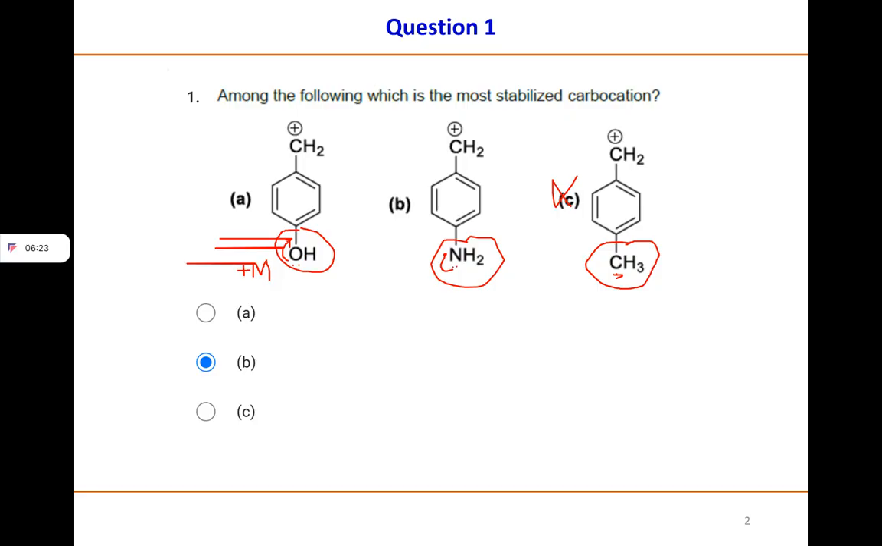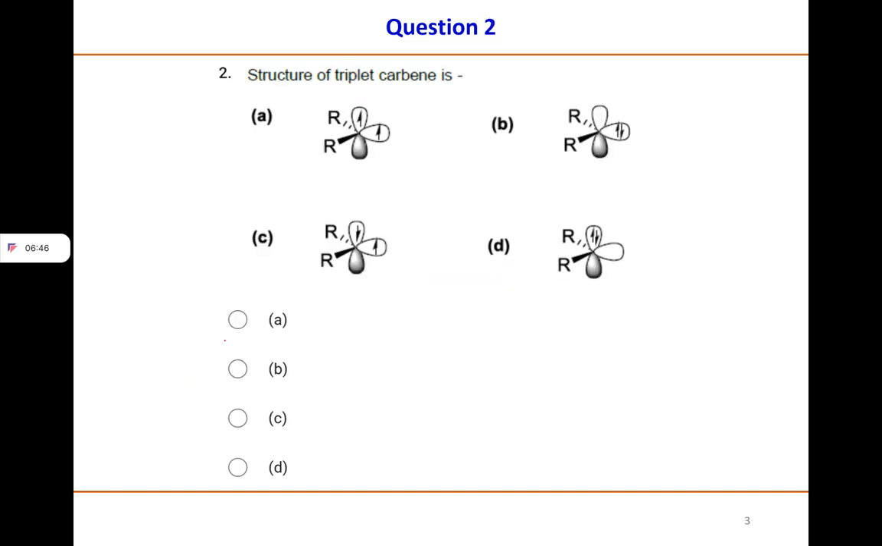Because of that, it will not share the pair of electrons easily, but instead this nitrogen will easily share the pair of electrons and it will stabilize this carbocation. So the correct answer to this one is B, because the more electron rich the ring is, the more stable the carbocation formation will be. So that's why this carbocation is more stable among them.